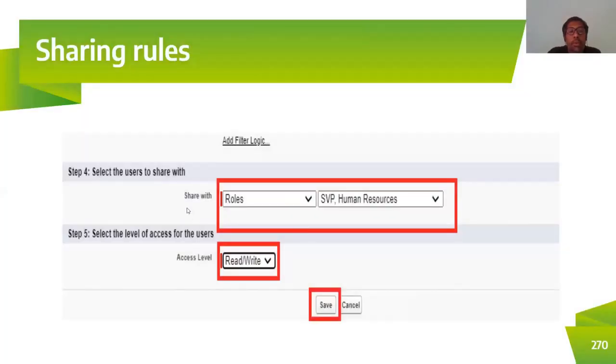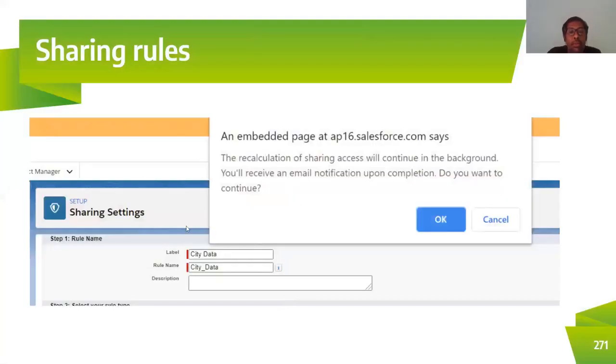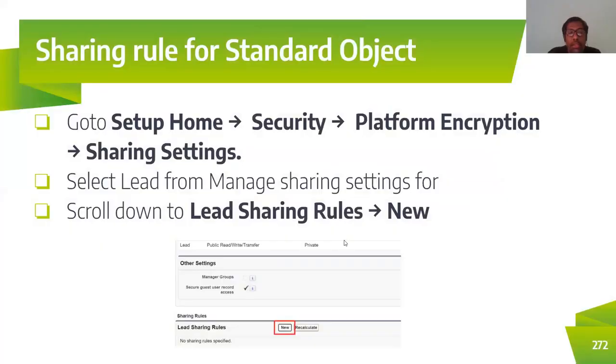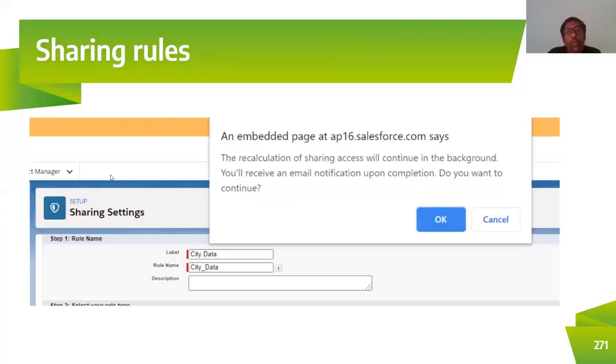After this, share with whom you want to share with, and give read write access, and then click on save. Once it is done, again the recalculation of sharing access will continue in the background. You will receive an email notification upon completion. Do you want to continue? Click OK, then yes, done. This is how we do the sharing rule.